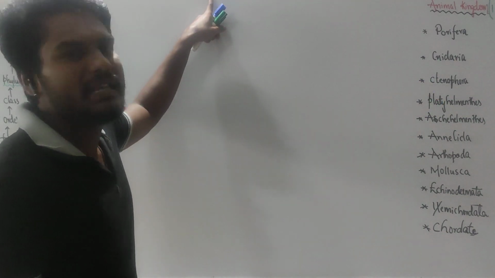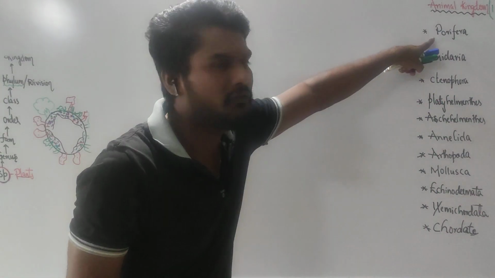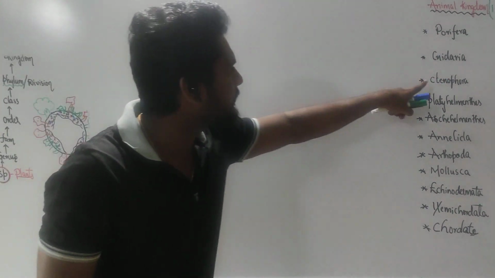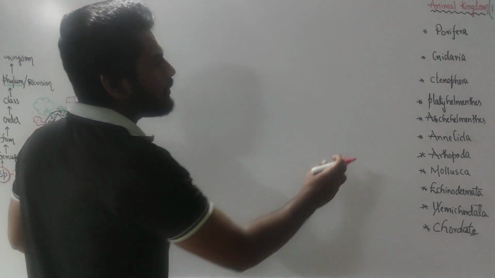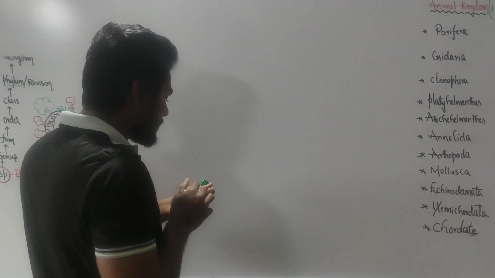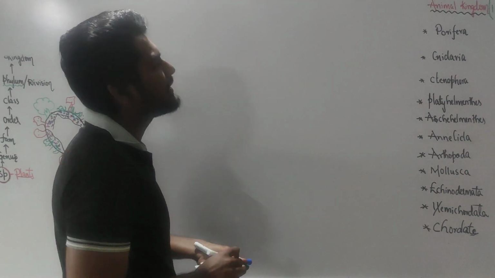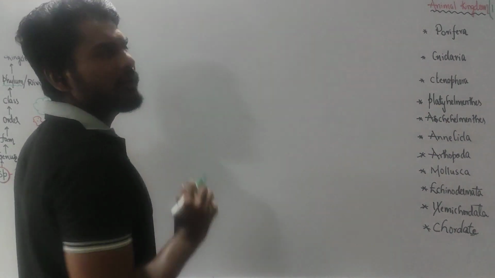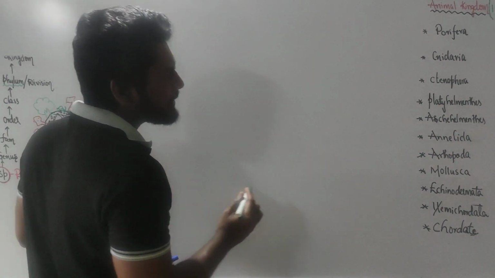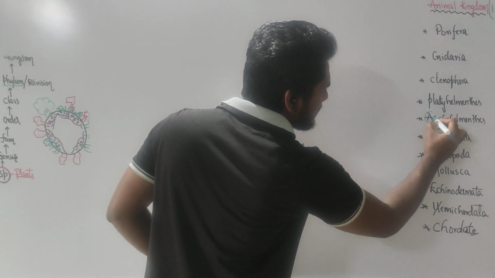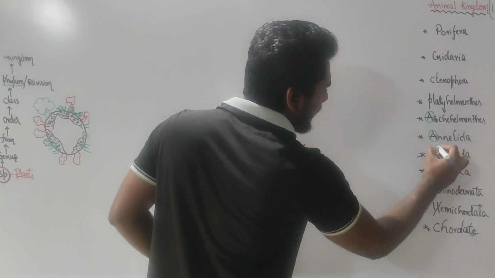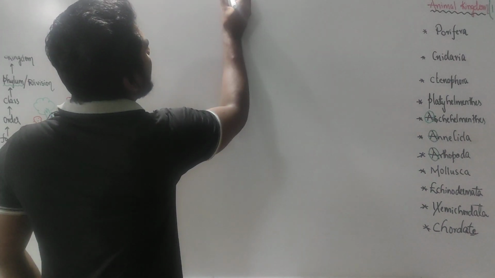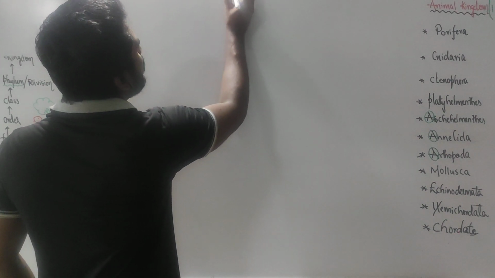So you represent it as PC square. P means Porifera. One C means Cnidaria. Another C stands for Ctenophora. And later once again we have Platyhelminthes, which starts with P. PC square and P. Next, Aschelminthes A, Annelida A, Arthropoda A. How many A's are there? Three, so A cube.